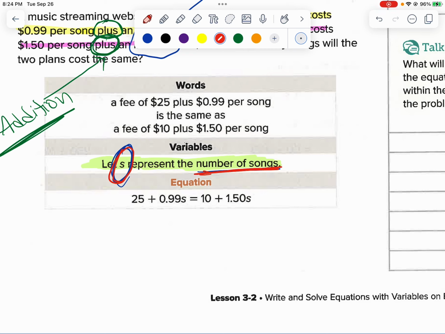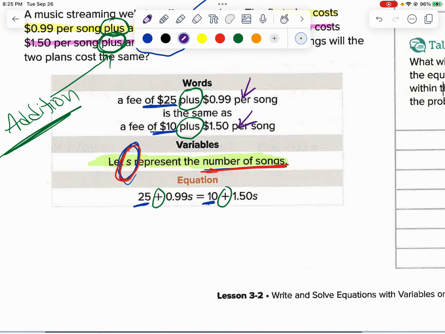So let's look at this. We said that the word plus means addition. If you look down here, we have addition. Then initial fee, right there, that's our constant. Then it says per song. That means that this right here is our number of songs. I should have done that in red also. That is going to be our variable. So 99 cents per song, $1.50 per song.